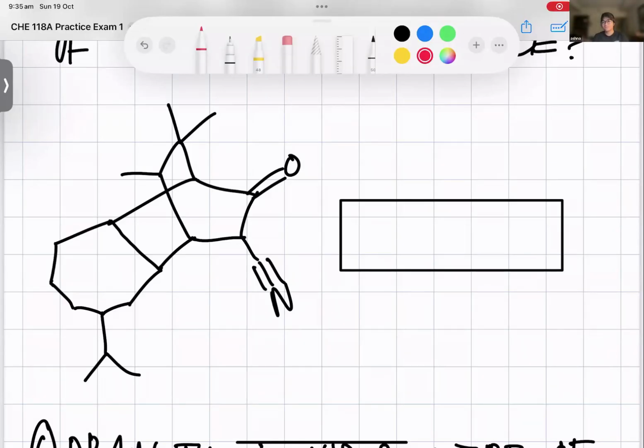So, is it okay if I give you the condensed molecular formula or no? Is that what it's asking for, the condensed molecular formula? Oh, I see. Like CHON, how many of each? Okay. I got this.